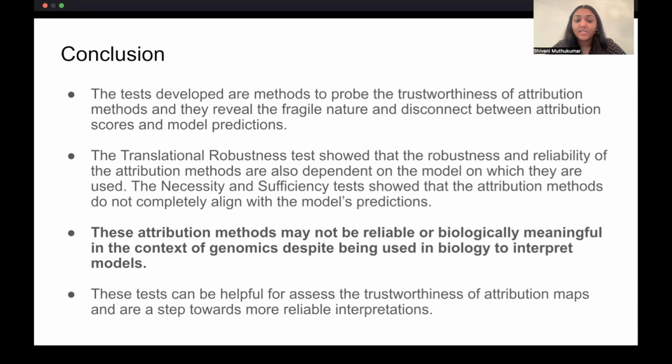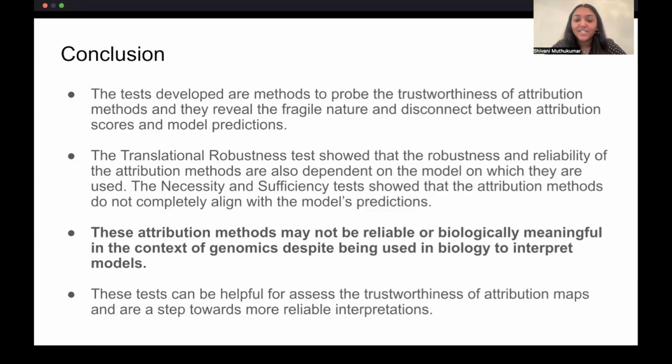The translational robustness test showed that the robustness and reliability of attribution methods is partially dependent on the model that it's used on. This shows that different attribution methods have varying performance on different models, and this test can help researchers choose an attribution method that is suitable for the model that they're working on.